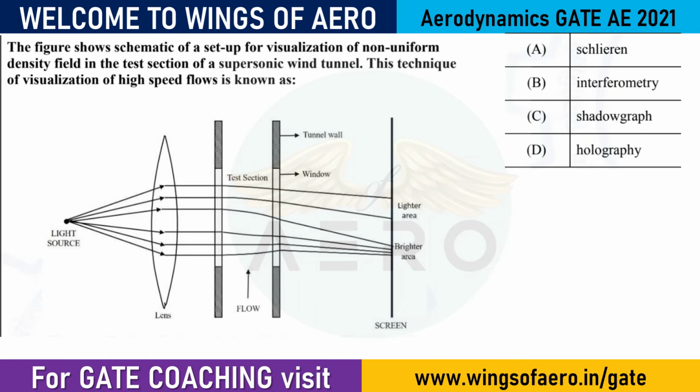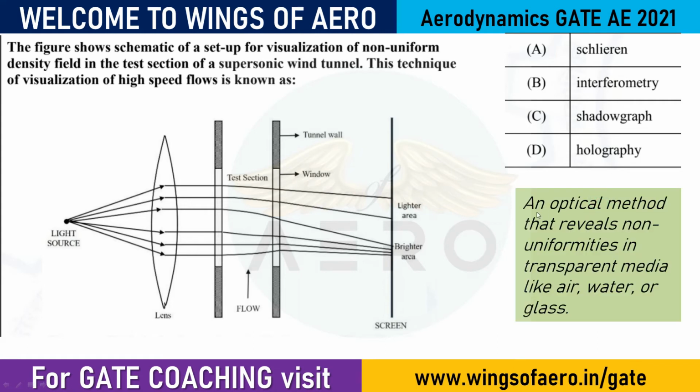Next question. The figure shows a schematic of a setup for visualization of a non-uniform density field in the test section of a supersonic wind tunnel. This technique of visualization of high-speed flow is known as? Now they have given several technique names, or we can say visualization techniques. Now you need to recall what each defines.